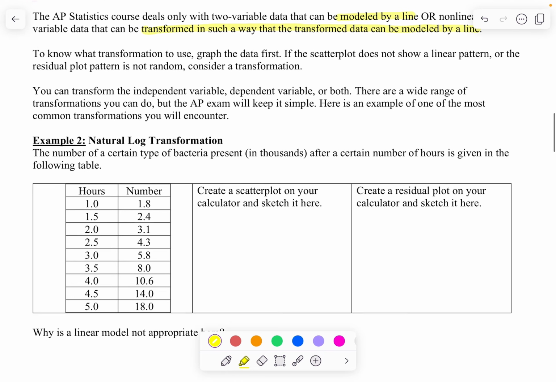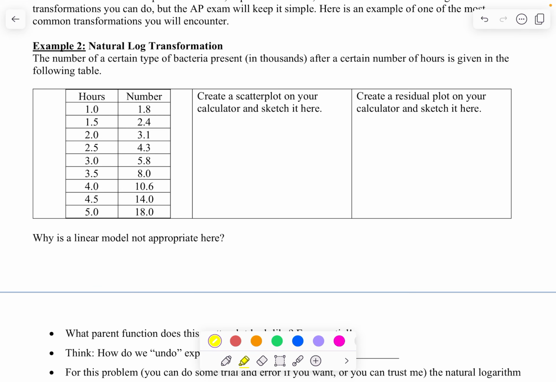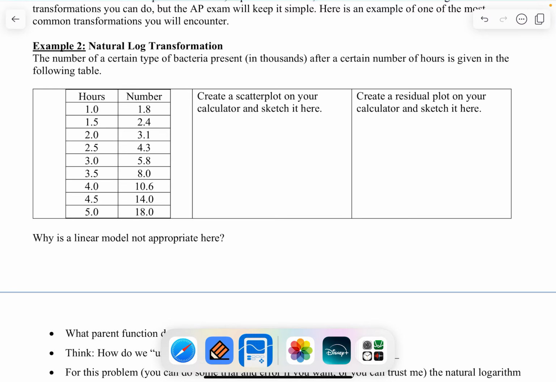So let's go in. We are going to actually do a natural log transformation because it can be applied in any situation. I am fairly certain you know that a square undoes a square root. So natural log is the one where a lot of people mess up. So let's go ahead and open our calculators.